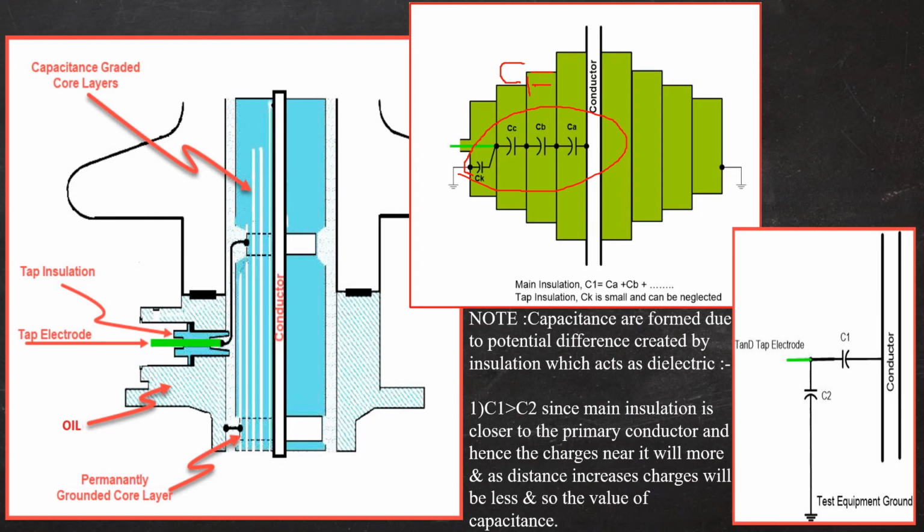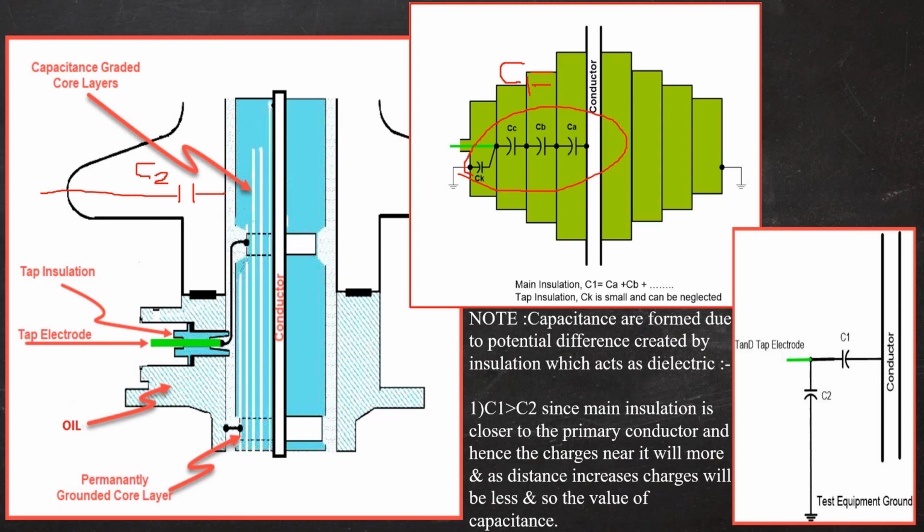and the second capacitance that was formed due to the presence of insulating material oil. This, let us say, is C2. Any name can be given. For understanding purposes, let us say C2 is the equivalent capacitance due to oil.